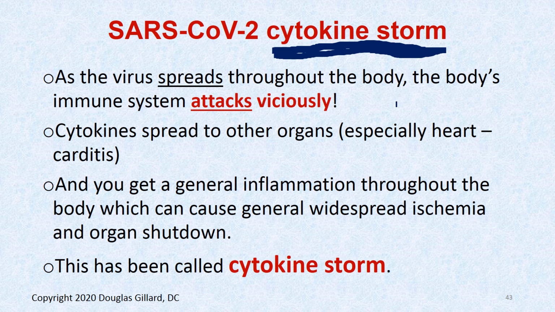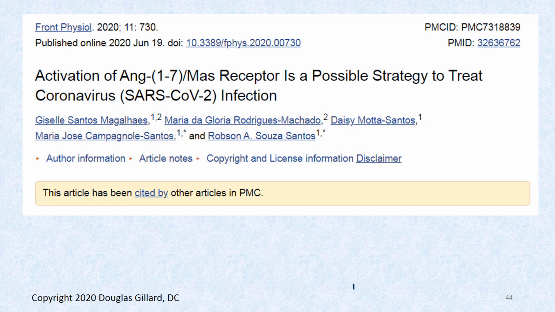And for some reason, if your lungs are still functioning, you could die of heart failure, or kidney failure, or liver failure. It could get into your brain. So cytokine storm is a very serious complication of COVID-19. All right, just some of the interesting research.